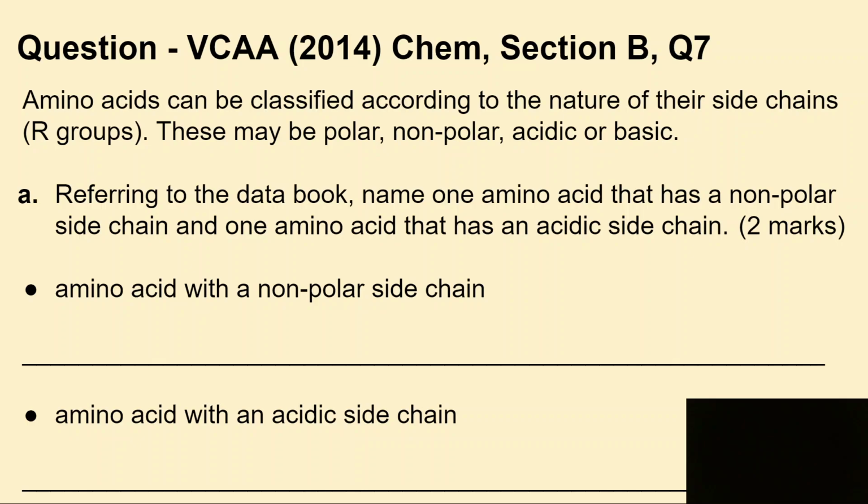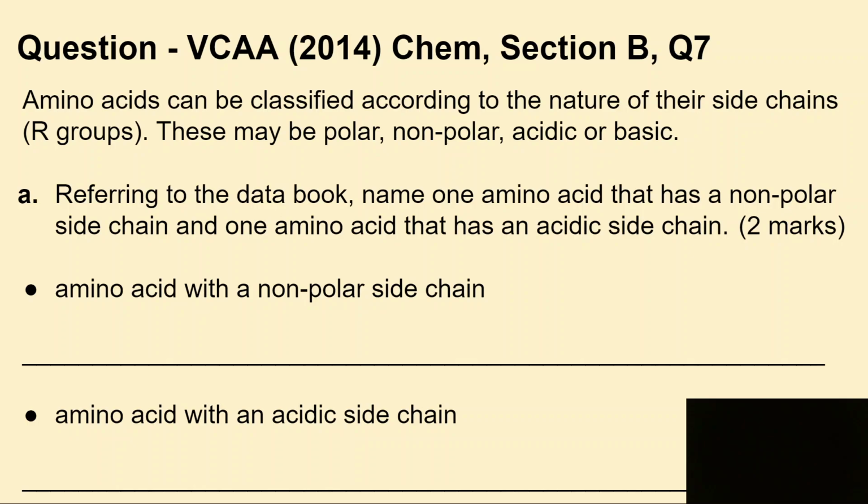All right, BCAA question. 2014. Amino acids can be classified according to the nature of their side chains, R groups. They may be polar, non-polar, acidic, or basic. Refer to the data book. Name one amino acid that has a non-polar side chain, one that has an acidic side chain. Non-polar side chain? Give me one. Alanine, yep, alanine would be one non-polar side chain.